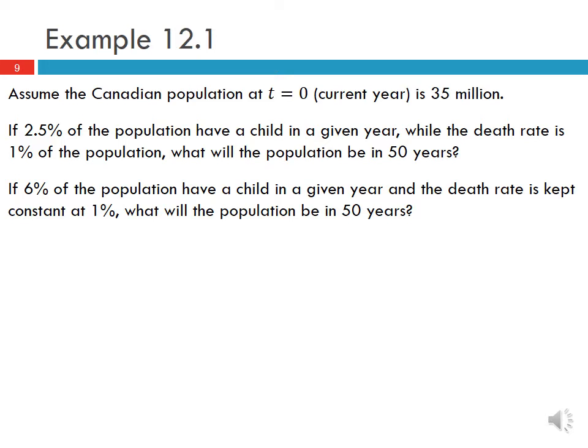If 6% of the population have a child in a given year, so our birth rate is now 6%, and the death rate is kept at 1%, what in that case would be the population in 50 years?